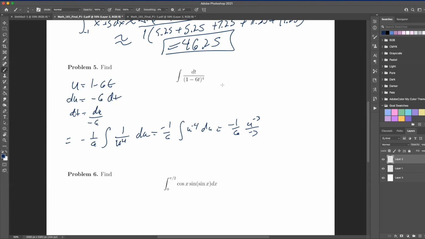And then since there's no evaluation, we're going to add a c to it. Okay. So if I just clean this up, I get 1 over 18. And then we plug back in what is u. So 1 minus 6t to the -3 plus c. Okay. All right, now we check it.